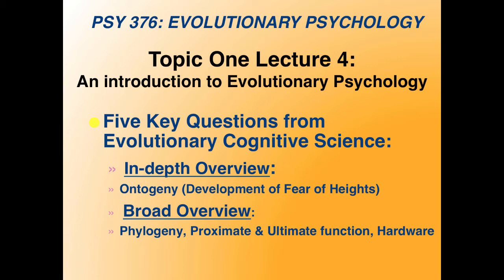Lecture 4, we'll review the 5 key questions from evolutionary cognitive science. We'll start with an in-depth overview of one of the 5 questions, the question of ontogeny, and we'll consider the example of the development of fear of heights. We'll end with a broad overview of the remaining 4 questions, the questions of phylogeny, proximate and ultimate function, and the question of hardware.